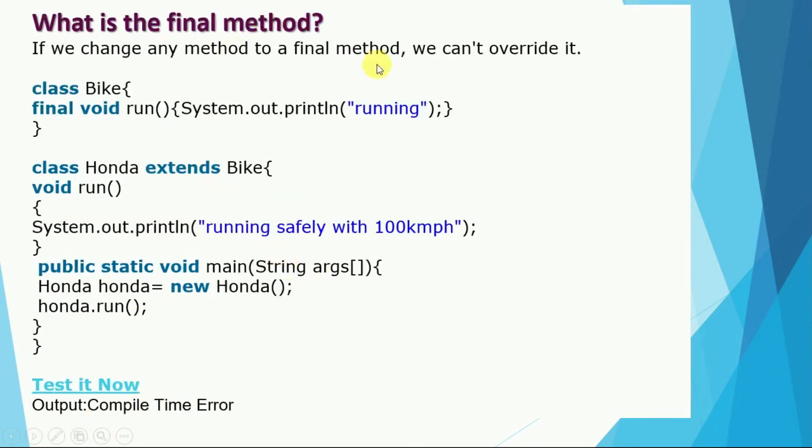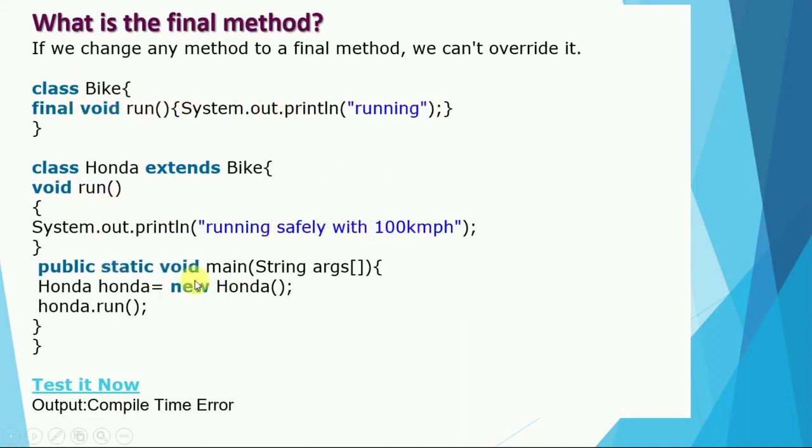So what is a final method? If we make a method final, we can't override it. We have a Bike class with a final run method, and a child class Honda. In the Bike run method we have a print statement, "running safely with 100 km/h", and in the final void run method of the child we have a print statement, "running".